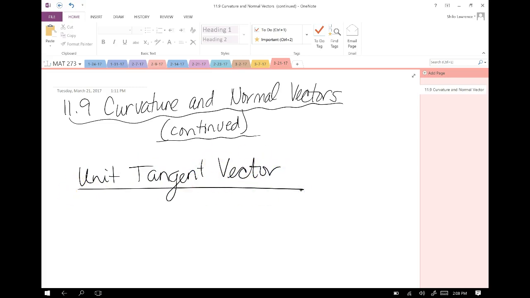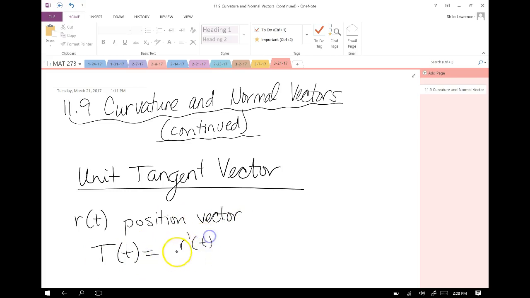We have already talked about the unit tangent vector. We just did a problem. If r of t is our position vector, then our unit tangent vector is r prime of t over the magnitude of r prime of t. And that's what turns it into the unit tangent vector. So just like back in Calculus 1, we take a derivative to find tangent, but then dividing out the magnitude turns it into unit tangent.